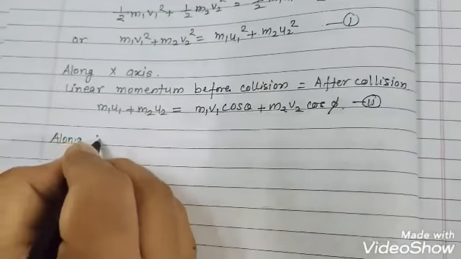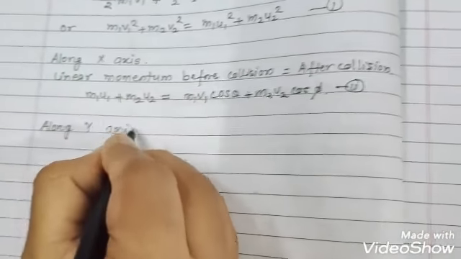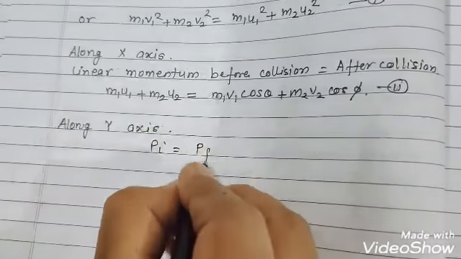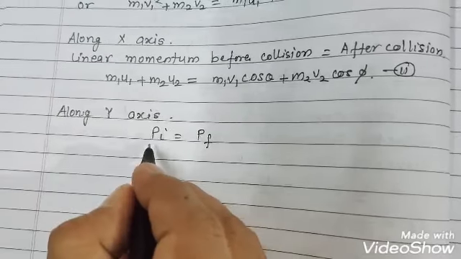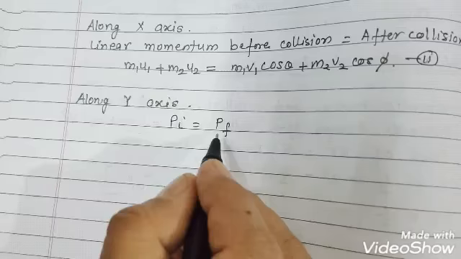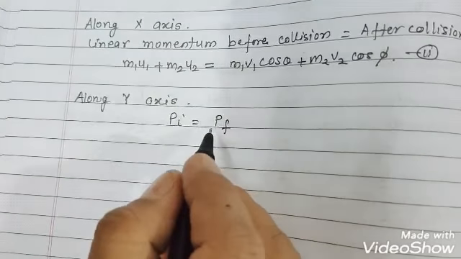If we check along y-axis the linear momentum, that is Pi is equal to Pf, the initial linear momentum, or you can say the linear momentum before collision, is equal to linear momentum after collision.